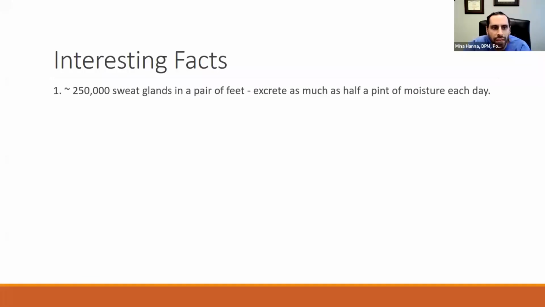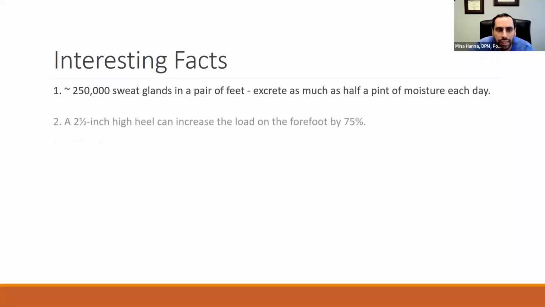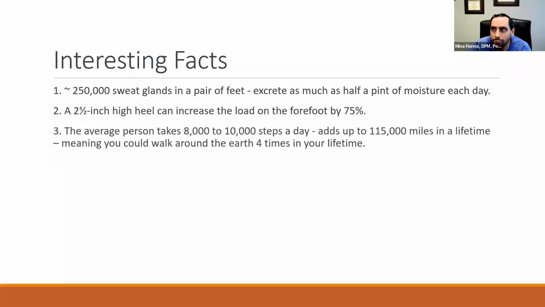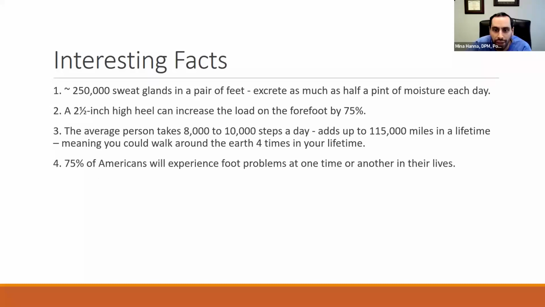All right, some interesting facts. There's about 250,000 sweat glands in a pair of feet, and they excrete as much as half a pint of moisture each day. A 2.5-inch heel can increase the load on the forefoot by 75%. The average person takes 8,000 to 10,000 steps a day, which adds up to 115,000 miles in a lifetime, meaning that you can walk around the earth 4 times in your lifetime.